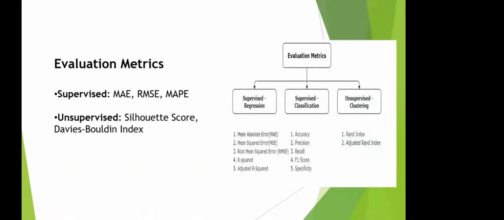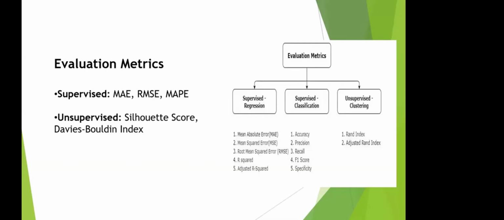In contrast, unsupervised learning relies on metrics like the Silhouette score, which quantifies how well a data point fits within its cluster, and the Davies-Bouldin index, which evaluates cluster separation and compactness. These metrics assess clustering or dimensionality reduction techniques and reveal meaningful patterns. Selecting the right evaluation criteria is critical for model validation, optimization, and comparison across different methodologies.